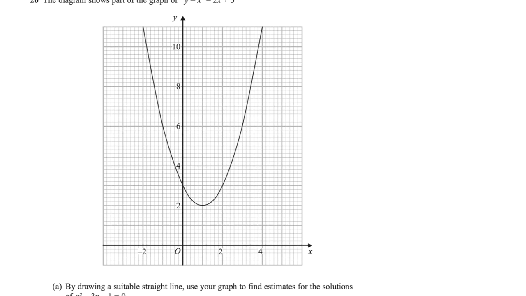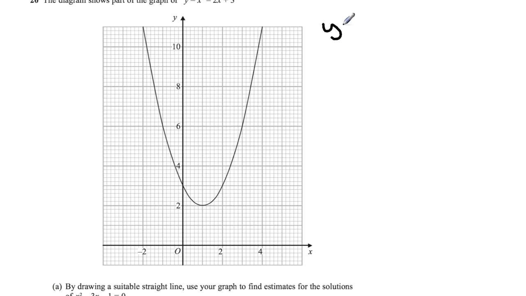In this lesson, we'll be focusing on question 20. The diagram shows part of the graph of y equals x squared minus 2x plus 3. A. By drawing a suitable straight line, use your graph to find estimates for the solution of x squared minus 3x minus 1 equals 0. So the first thing I'm going to do is subtract x squared minus 3x minus 1 from x squared minus 2x plus 3.